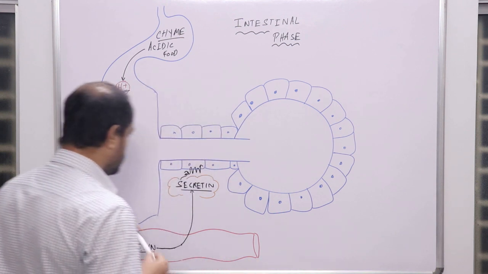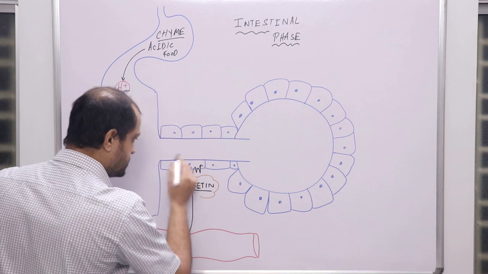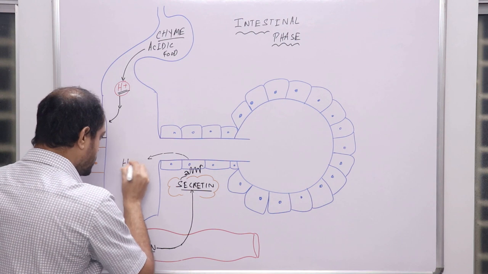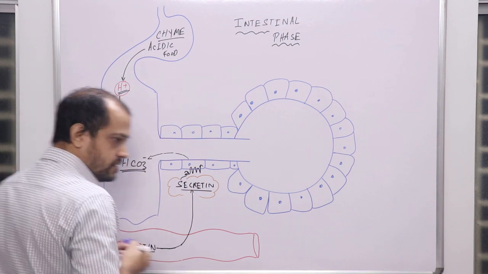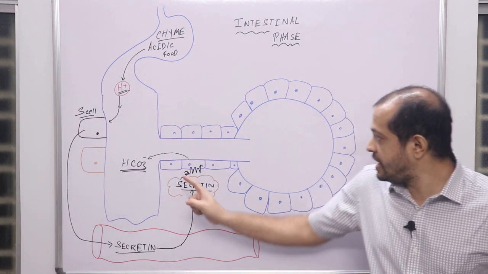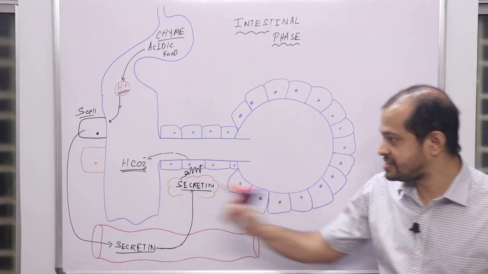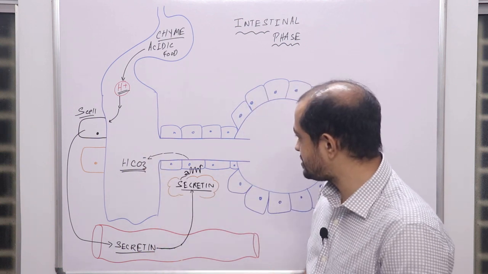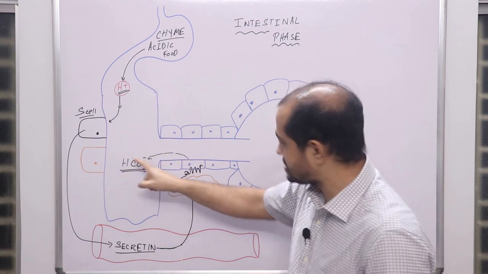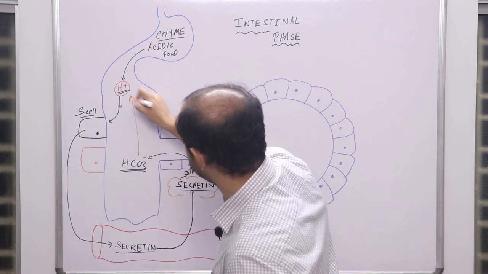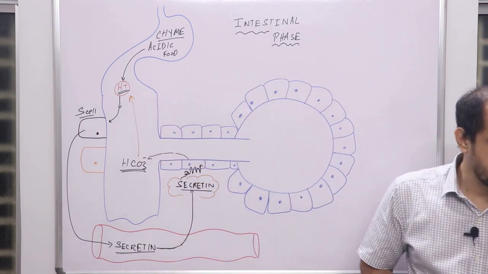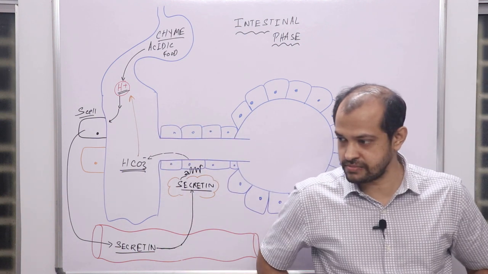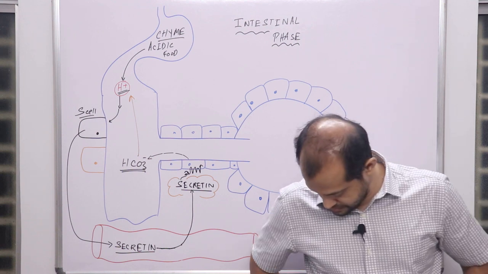Now what is the ultimate function of these ductal cells? Ductal cells will secrete HCO3 minus, right? Now a very interesting point you need to understand here is this, that HCO3 actually is coming to neutralize this acid, right? That means it's a feed forward mechanism. Okay, clear?